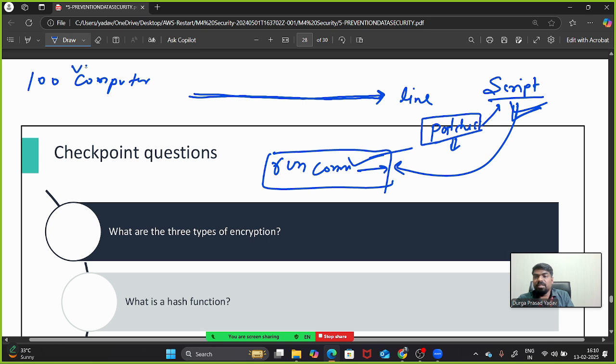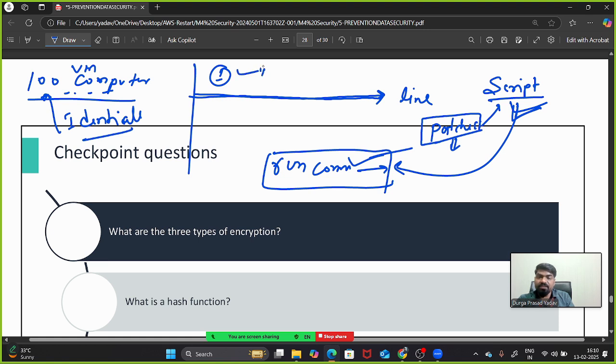100 virtual machines or computers, you want to install an identical application in all the computers. How many solutions do you have? The first solution, you can create an image. Once you create one image, you can deploy it to all the 100 computers.